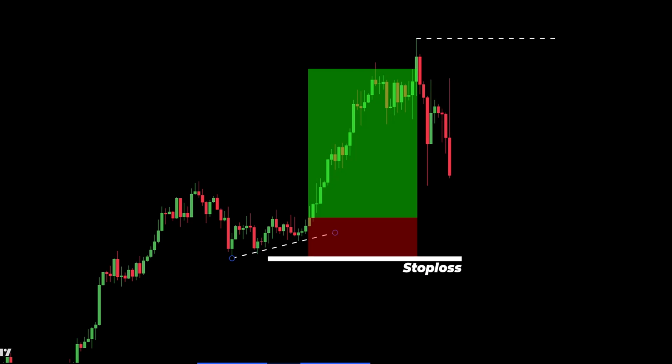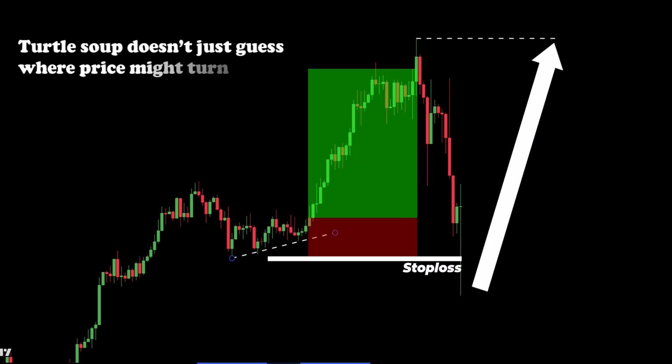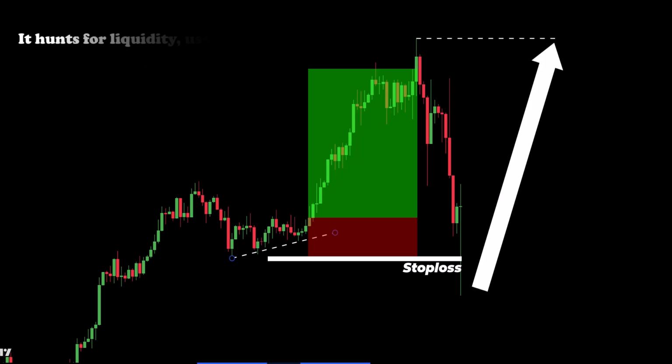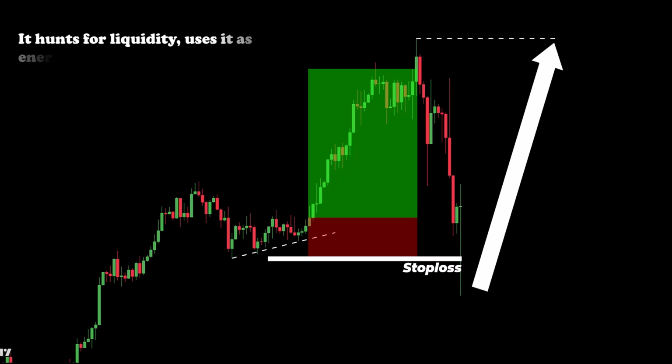So when price returns to these zones, stop loss orders build up, along with fresh orders from breakout traders. Once price gathers enough of that liquidity, it gains the fuel to make a powerful move higher. If not, it keeps falling, stacking even more liquidity in its path. And this is precisely what makes the turtle soup setup so powerful. It doesn't just guess where price might turn. It hunts for liquidity, uses it as energy, and aligns it with fair value gaps for high probability entries.